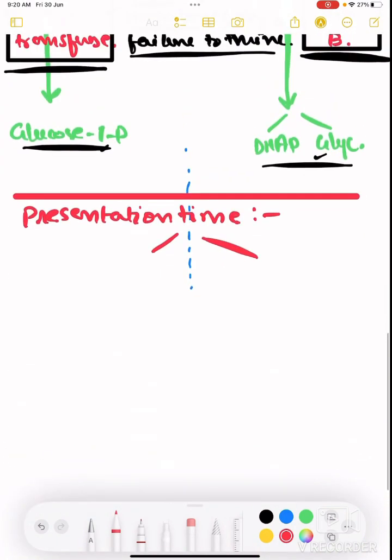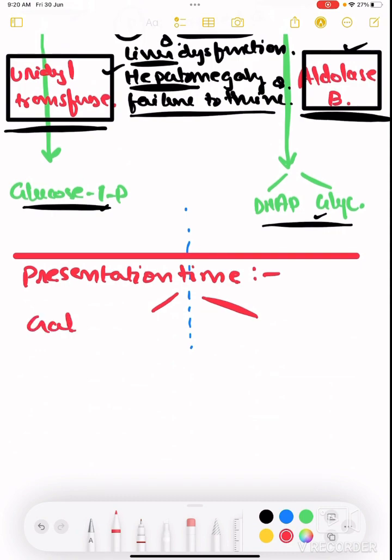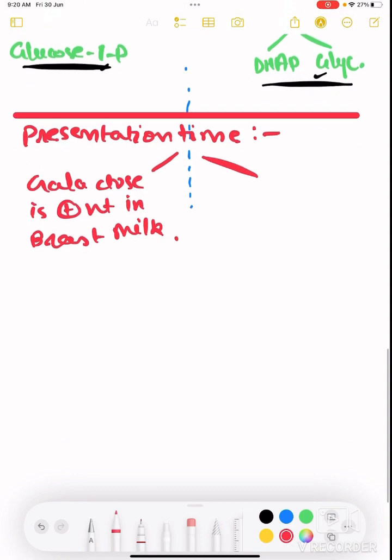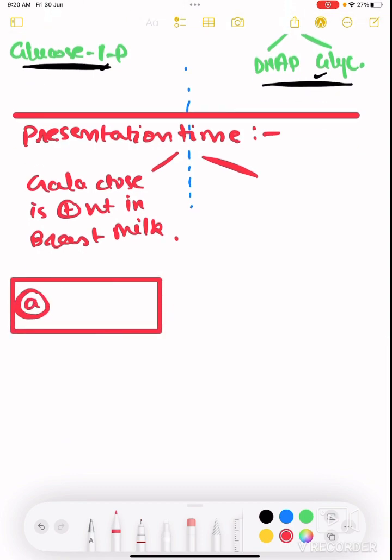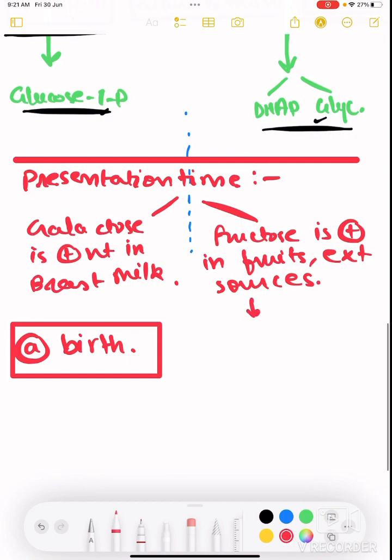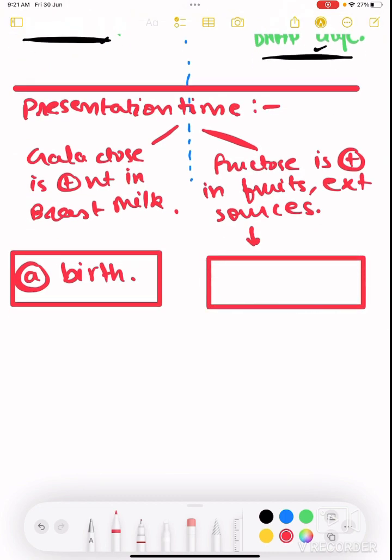Since galactose is present in breast milk, the time of presentation of galactose metabolism disorders will be at the time of birth or a few days after birth, whereas fructose is present in fruits and external sources, right? When do we give fruit and external food products to babies? Only after 6 months. So the presentation will be at 6 months of age, right? This is the basis between these two.